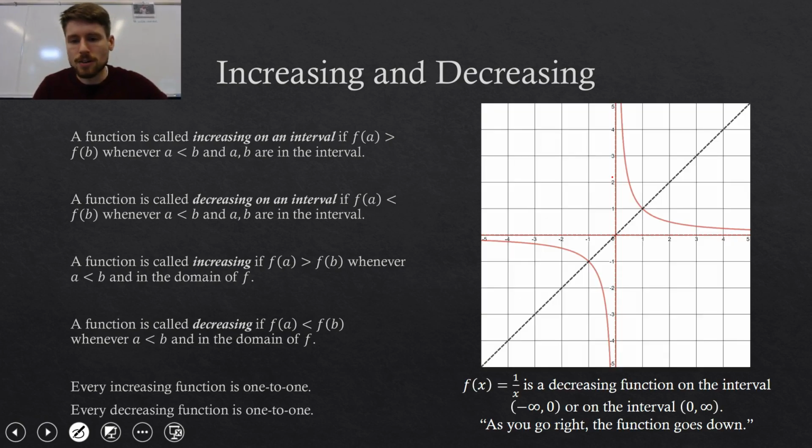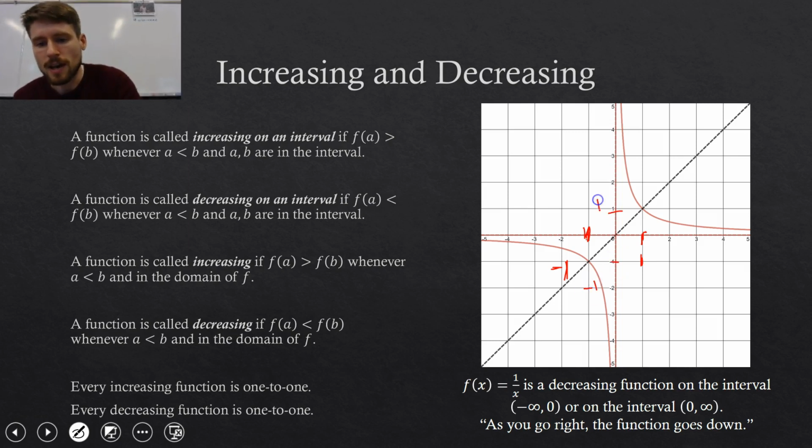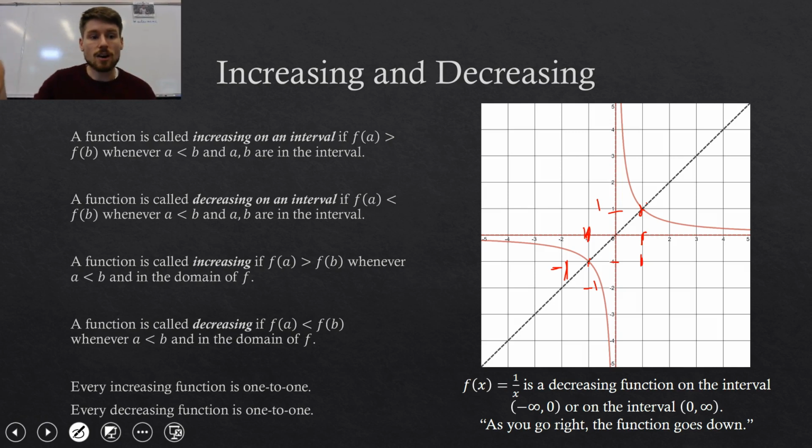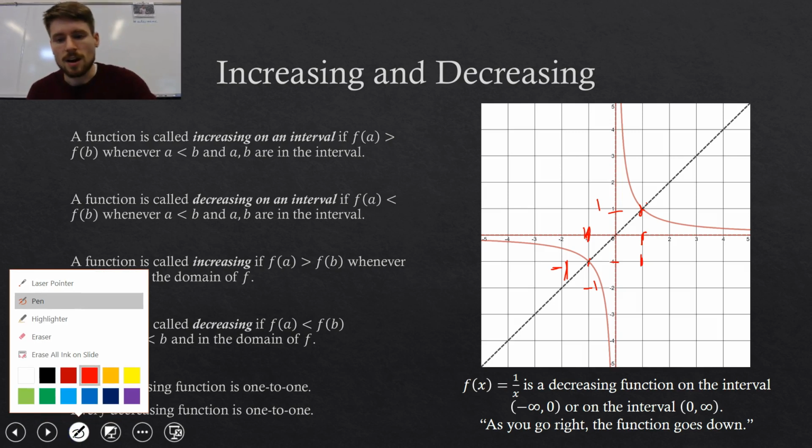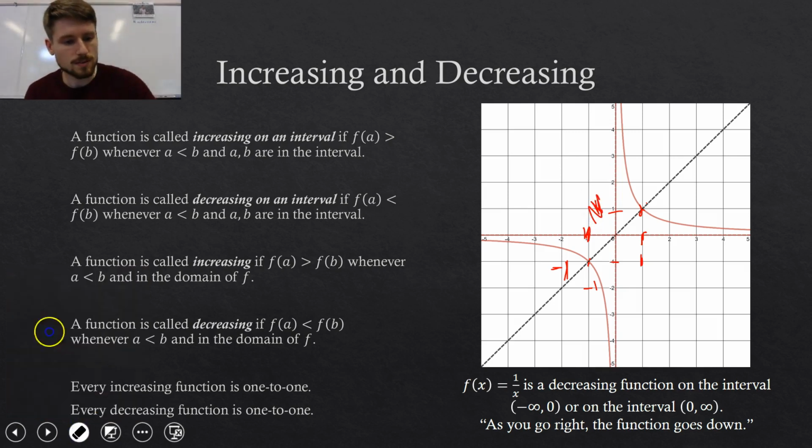And here's an example of a decreasing function. This function is 1/x. Now it's decreasing on two different intervals. It is not decreasing in general, because if I look at -1 and 1, it's higher on the right than it is on the left, and so it's not decreasing in this case.